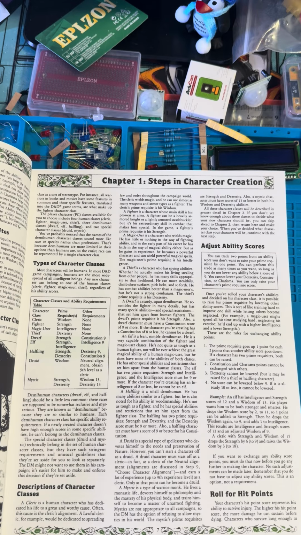Adjust ability scores. You can trade 2 points from an ability score you don't want to raise your prime requisite by 1 point. You can perform this trade as many times as you want, so long as you do not lower any ability below a score of 9. You cannot lower your dexterity, constitution, or charisma. You can only raise your character's prime requisite score.